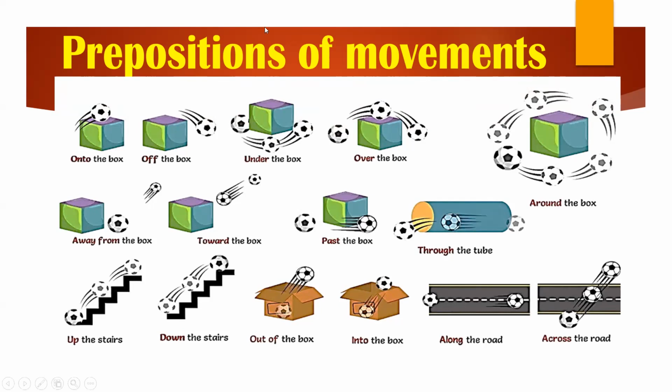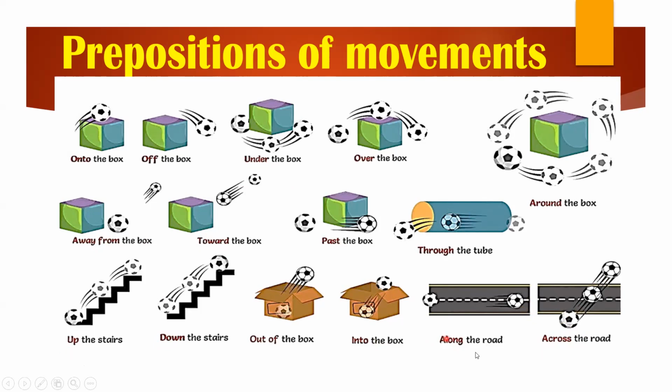He shot the ball away from the box, away from the desk, away from the class, whatsoever. He shot the ball toward the box or toward the net, through, up the stairs, down the stairs, out of the box, into the box. And here we said we have across the road. Again, it is to go from one side to the opposite side.